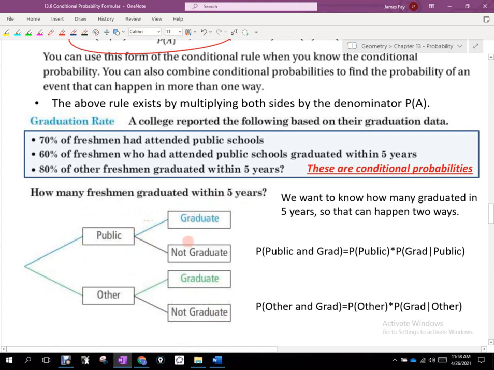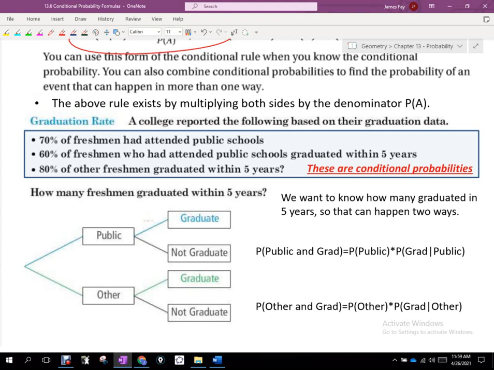Now the question is, how many freshmen graduated in 5 years? Well, some of those freshmen came from the public schools, some of them came from other schools, right? So we can't from the 70, the 80, and the 60 that they give us in the problem, we can't just add some of those numbers up, because any 2 of those numbers that we add up are going to exceed 100%, right?